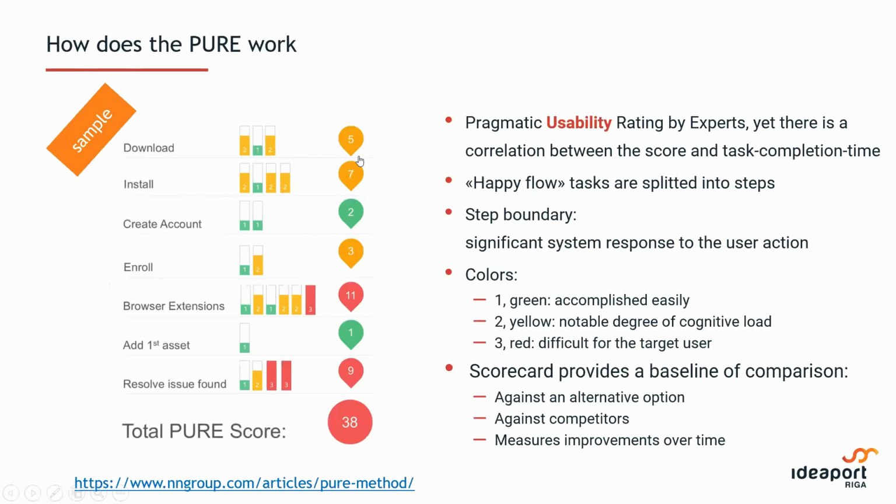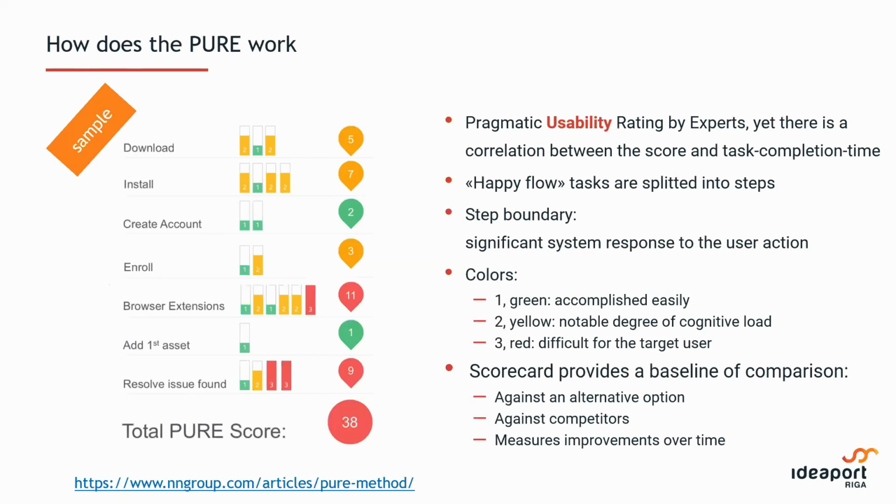The color of this total sum for the task would also come from the worst usability color. So if you have everything green but one yellow, it's still yellow. If you have everything yellow and green, but one red, it's going to be red. And then we also calculate the total score for this task flow that we have been evaluating. The greener it is and the smaller the score you get, the better.